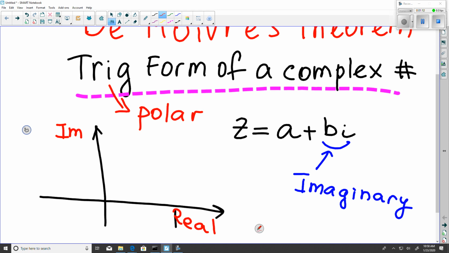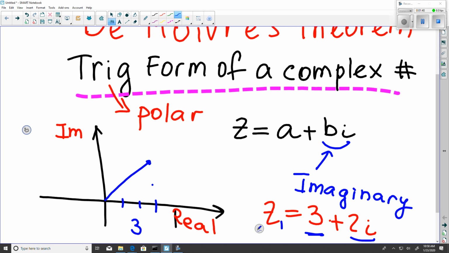So imagine I would like to graph z equal, I'm just making something up, let's call it 3 plus 2i. Or let's call it z1. And if I would like to express it as a point on the complex plane, I will go 3 units to the right, 1, 2, 3, and I will go 2 units up, 1 and 2. And that's how you can graph a complex number. Let's call it z1. Very similar to what we've done before.